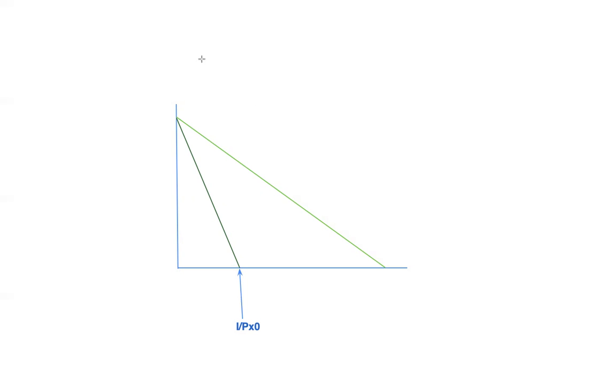And then you also know that we're graphing y on the y-axis and x on the x-axis, and the intercept for the vertical axis is I divided by PY. So that's that point right there, and that's not changing during our analysis. And then the other point over here on the new budget constraint, I divided by PX1, is here.